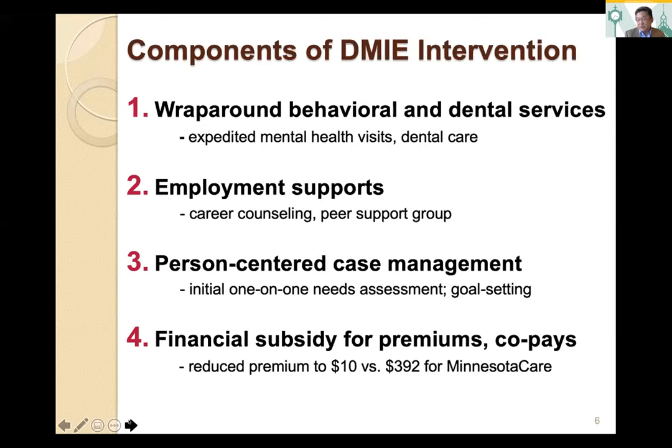The second is employment supports. So there was some career counseling, peer support interventions provided as part of the DMIE. Person-centered case management. So there was an initial one-on-one needs assessment, and that case manager would also help with goal setting and provide advice and suggestions on other types of services that would be available. And then lastly, in the case of Minnesota, there was a financial subsidy to help with payments of premiums. So under the DMIE, participants in Minnesota had a lower premium of only $10 per month, as opposed to the $392 under MinnesotaCare.